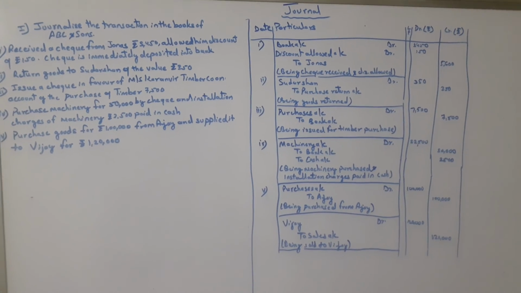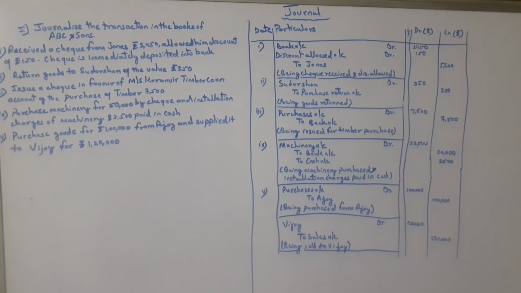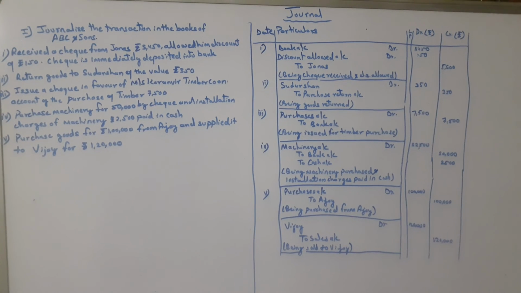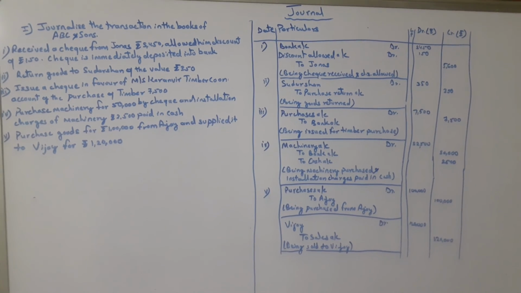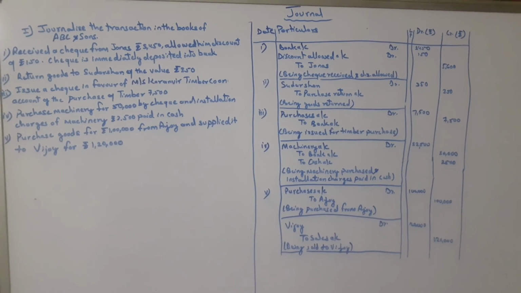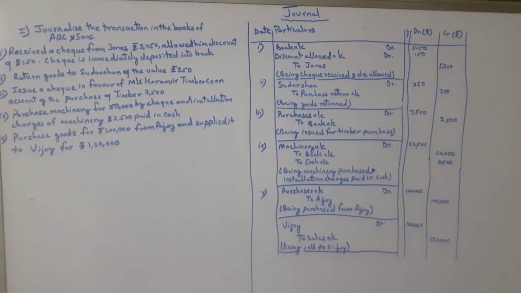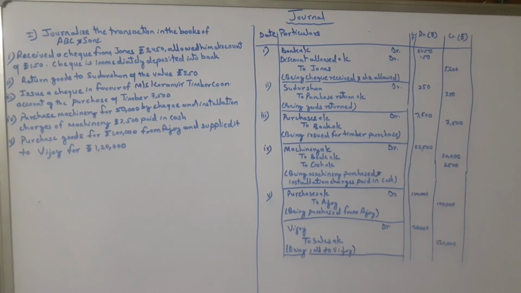The entry goes like Vijay debited to sales account. Vijay is debited, the reason: personal account, and receiver should be debited. Here Vijay is the receiver, therefore he is debited. And sales account represents a nominal account, all incomes and gains should be credited, therefore sales is an income. So to sales account 1,20,000. So this is the journal entry.